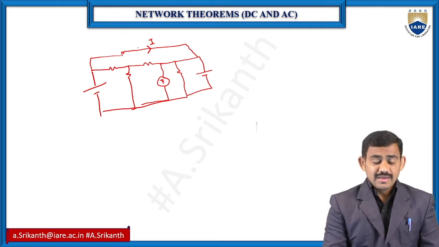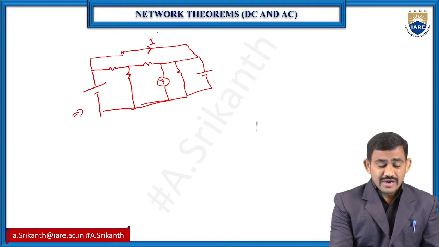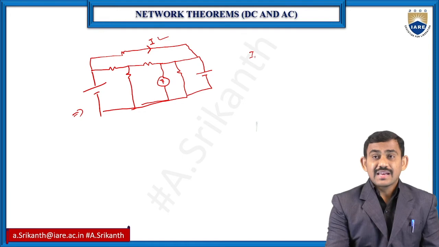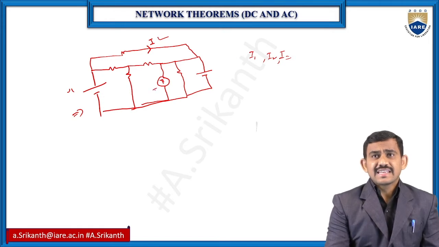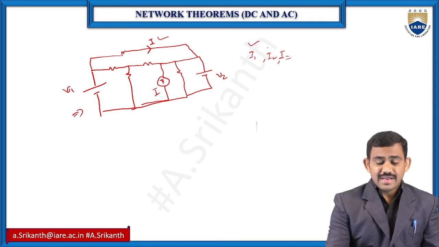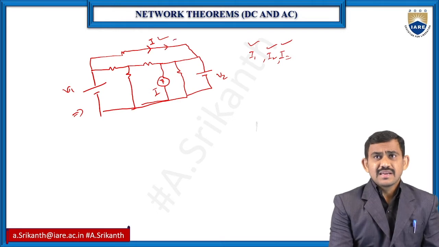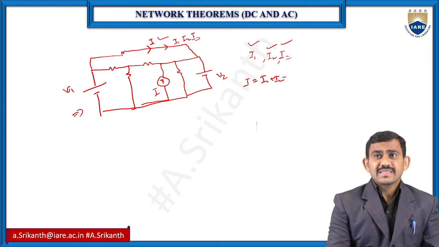So there is no need to find the current when all three are acting. When I need to prove the theorem, then I need to find the I value as well as the I1, I2 and I3 values. I1 means V1 is acting, I2 means the current source is acting, and I3 means V2 is acting. When an individual source is acting, we find I1, I2, I3 at the same branch. Then prove means I equals I1 plus I2 plus I3.